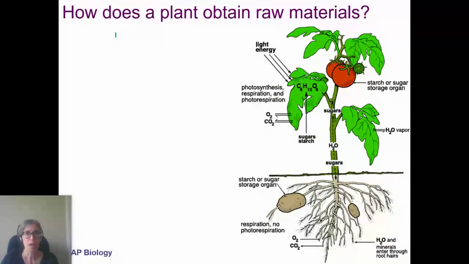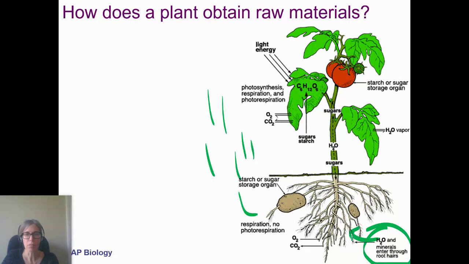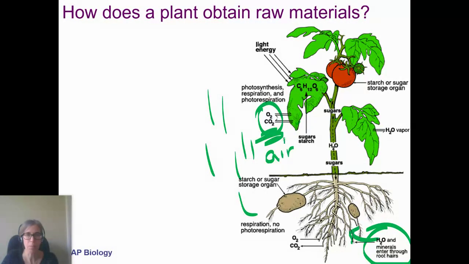Okay, so how does a plant obtain raw materials? So you need to know that rain comes down, that's water, and it comes into the soil. And so the water is taken up by the roots. Carbon dioxide is taken up mainly by each of the cells individually, but you can think of the carbon dioxide as coming from the air. Even when it's in the soil, it's because it's present in air, right?